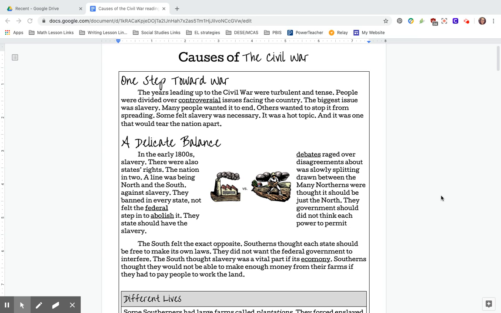The South felt the exact opposite. Southerners thought each state should be free to make its own laws. They did not want the federal government to interfere. The South thought slavery was a vital part of its economy. Southerners thought they would not be able to make enough money from their farms if they had to pay people to work the land.